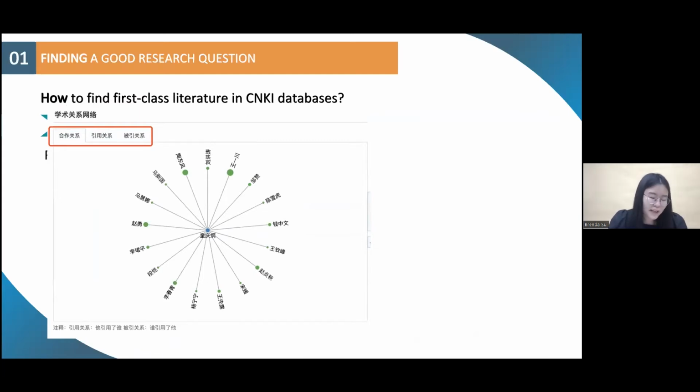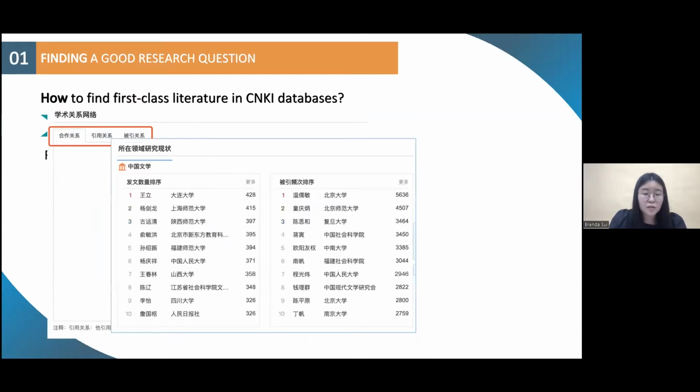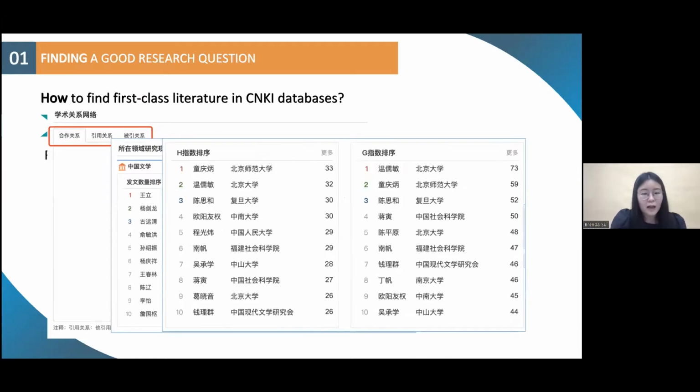Well, besides information about this specific expert, we can also see some other prominent scholars in the same research field. And they're ranked based on the number of published papers and how many times their works are cited, as well as their H index and G index.